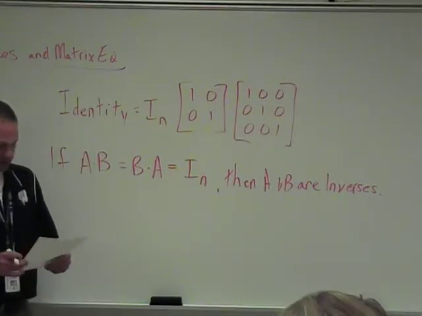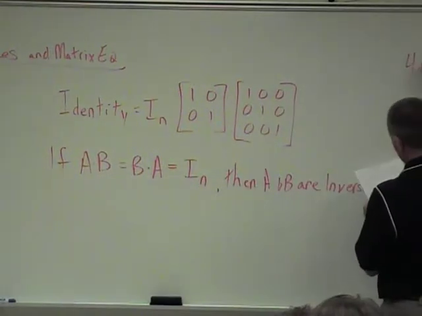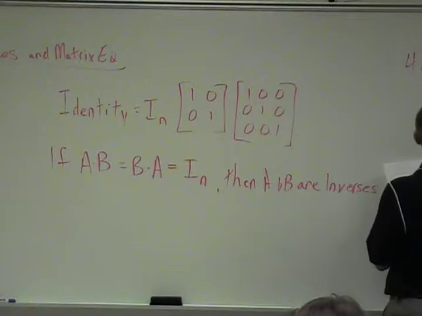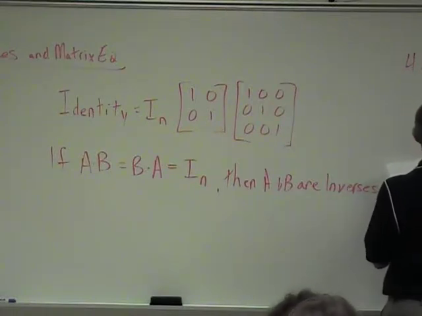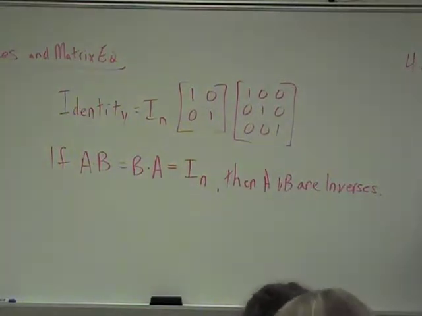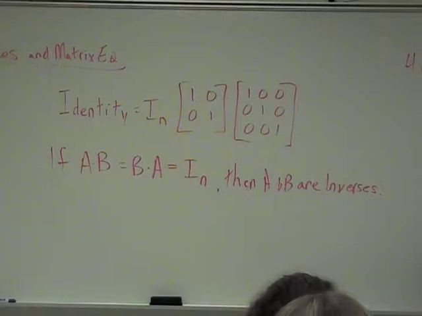Alright, let's actually do something interesting. Number 4. Here is matrix A: 2, negative 3, 4, negative 7. Matrix B is 7 halves. And yes, you're going to deal with fractions. 7 halves, negative 3 halves, and 2, negative 1.